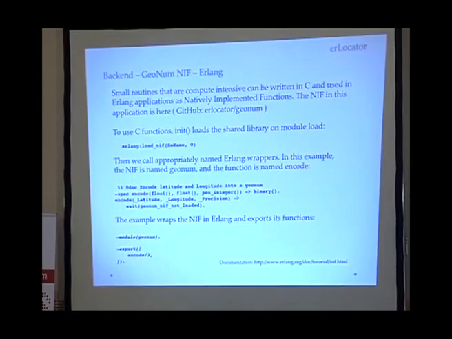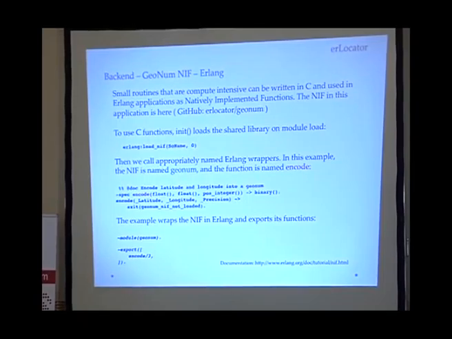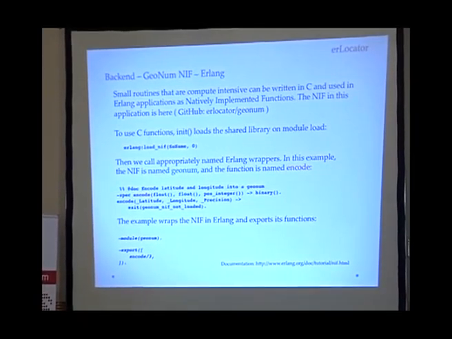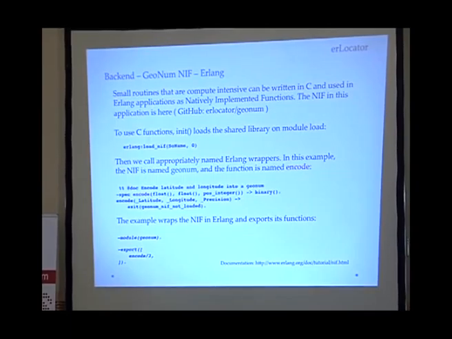The implementation of GeoNum is a natively implemented function. For those of you who aren't familiar with it, natively implemented functions are small routines in C that you can actually pull into your Erlang code to improve execution times of computationally intensive tasks. The risk with a NIF currently, and there are improvements in the language coming up that will hopefully improve the situation, but the risk that you have right now is that the C code is a black box. You don't get the preemptive multitasking. The Erlang virtual machine doesn't have nearly as much control over it. So you want to make sure that these things are short and that they execute very quickly, and that you don't build too much into the NIF, because if you do, then you lose a lot of the value that you have with the Erlang VM.